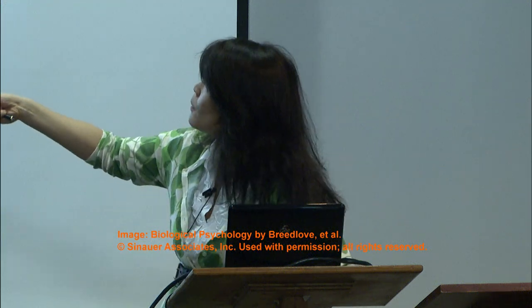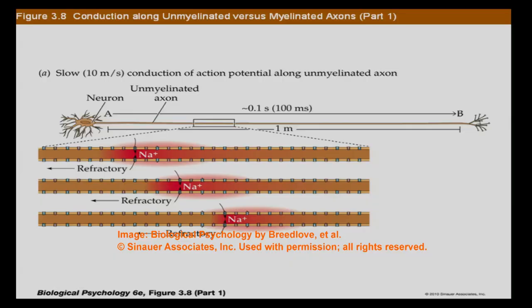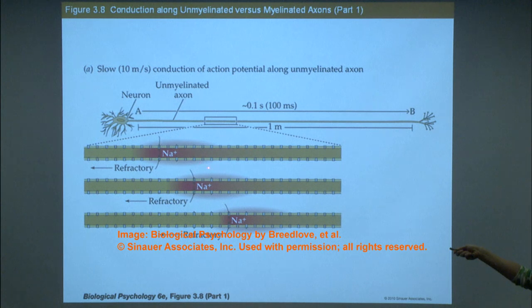So here is an unmyelinated axon, so the action potential has to be regenerated here, and then here, and then here, and then here. It's like if you had a lineup of match heads, and one match head lights up, and then it lights up the next one, next one, next one, and you get all the way down where that burst of flame is your action potential.